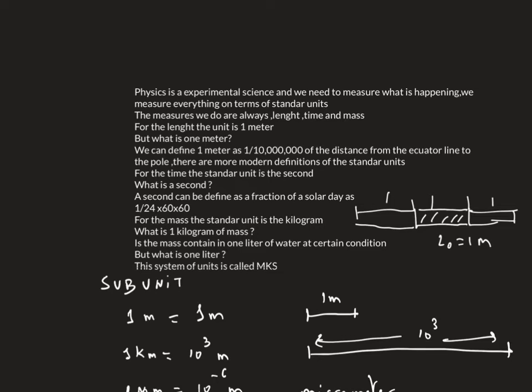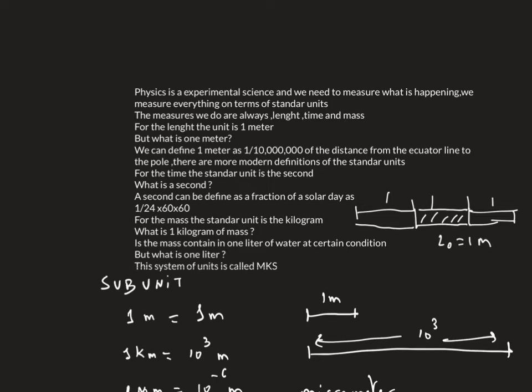For the mass, the unit is the kilogram, and you can define the mass of 1 kilogram as the mass that the volume of 1 liter of water will have. But now we have the problem, what is 1 liter?